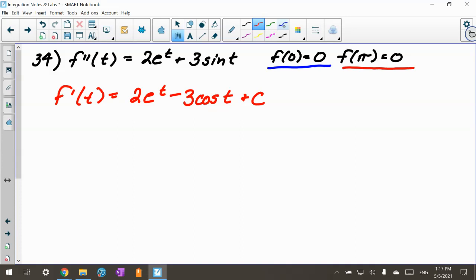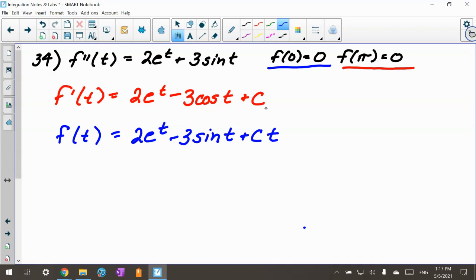So now I'm going to do the next one, f of t is going to be, again, 2e to the t, because the antiderivative of e to the t is itself, and the 2 stays there. Now, the antiderivative of cosine is sine, so this goes to negative 3 sine t, so the sine stays negative, plus ct, because I don't know what it is yet, okay, plus d. There. Now I've got it done.